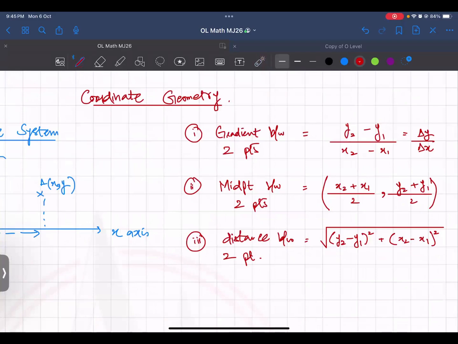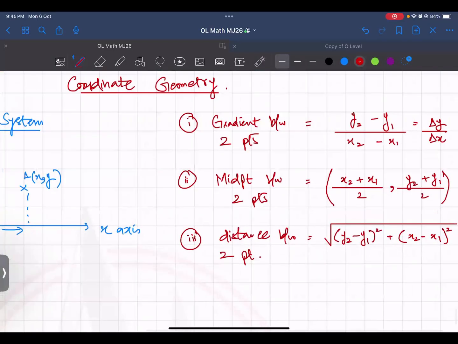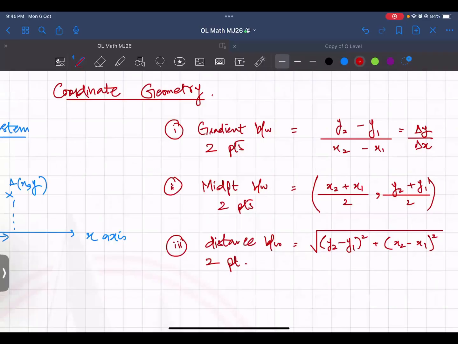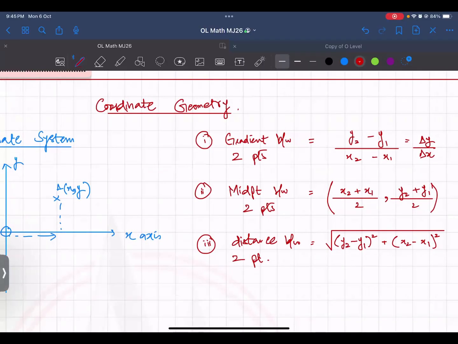So sir, we should learn these formulas. They won't give them to you in the question. Sir, gradient is a kind of proportion. Yes, you can say that. It gives you the relationship between the two variables: how much y will increase or decrease when your x increases or decreases.